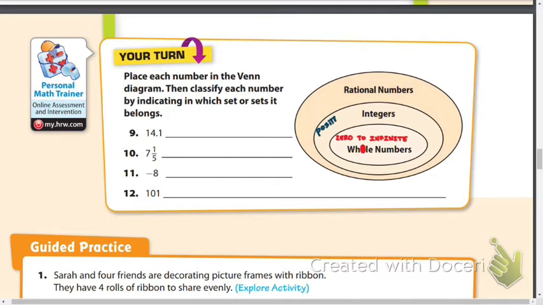Positive and negative whole numbers. Positive, negative whole numbers. Okay.